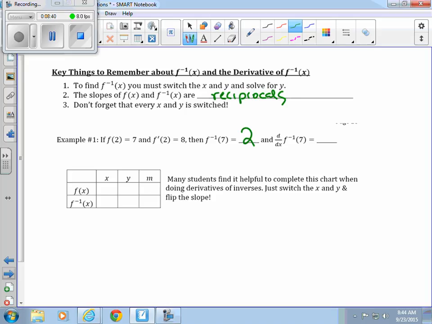So I'm going to put that down on a table. So f of 2 is 7. So that means f inverse of 7 is 2 because I'm going to switch this to y. So that's what the inverse does.